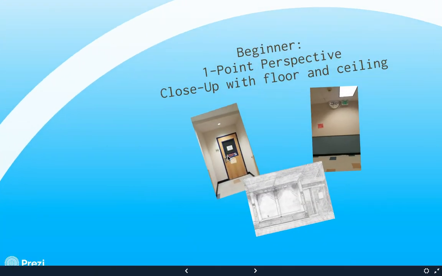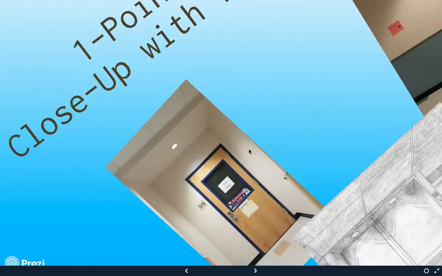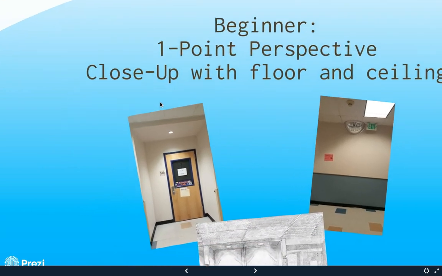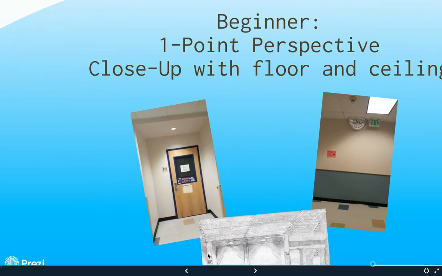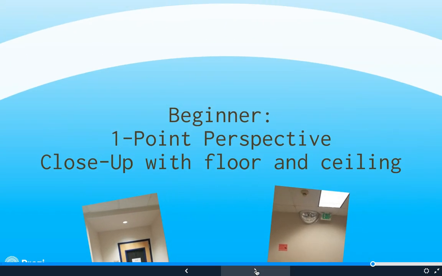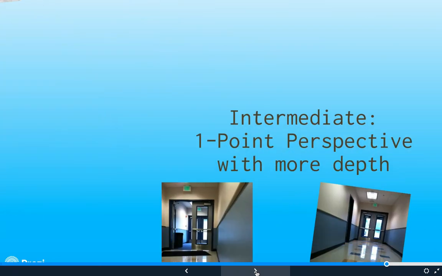Here are some examples, right? Oh, sorry. Examples right here. We'll just zoom in instead. How about that? So we've got the ceiling and the floor and 1-point perspective, all these corners going into the same point. So that's beginner's 1-point perspective.